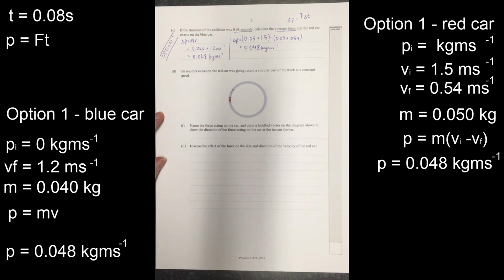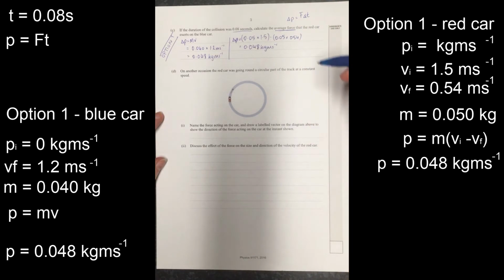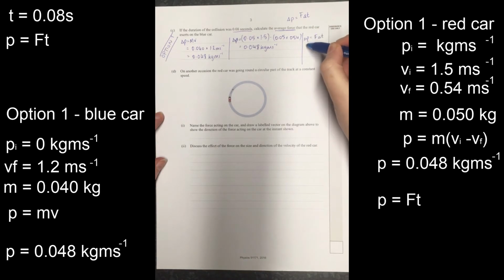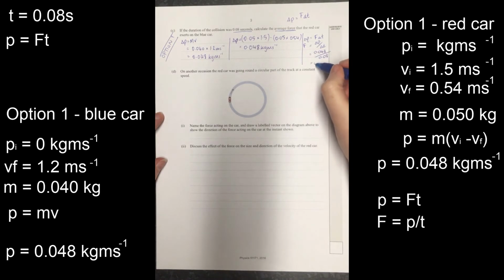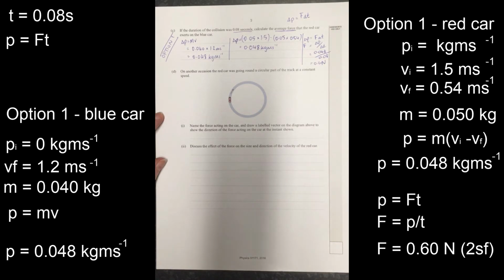Now that we've worked out a change in P, all we need to do is calculate the F, which is actually where we're wanting to go. So change in P equals F times change in T. So F equals change in momentum or impulse divided by change in time, which is 0.048 divided by 0.08. And that will give us a force of 0.6 newtons.